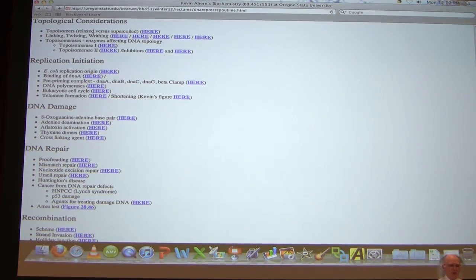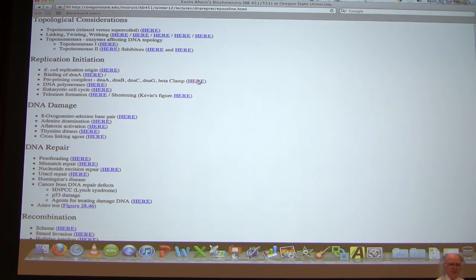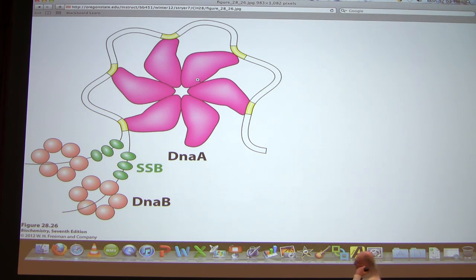So last time I talked about the initiation of E. coli DNA replication, and I pointed out that all DNA replication starts at specific places. The exception to that is, of course, on the lagging strand, where every so often one starts. But the overall process of replication always starts at a specific place. In the E. coli system, it's known as ORI-C.